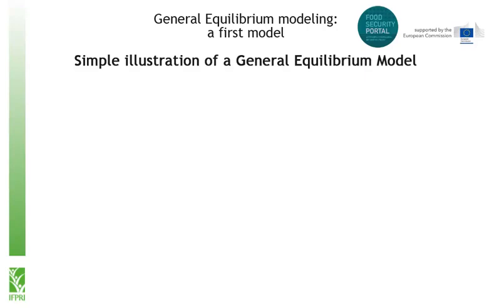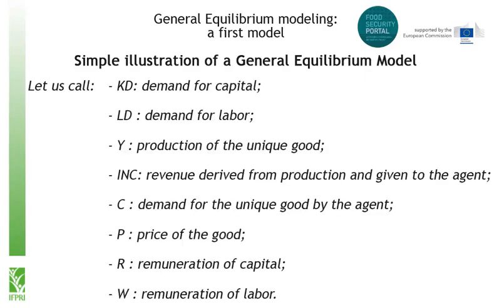So we need a few notations for the endogenous variables. Here we have 8 variables. So let us call KD the demand for capital, LD the demand for labor, Y the production of the unique good, INC the revenue derived from production and given to the agent, C the demand for the unique good by the agent, P the price of the good, R the remuneration of capital, and W the remuneration of labor. So we have only 8 variables. This is related to the assumptions that I presented earlier.